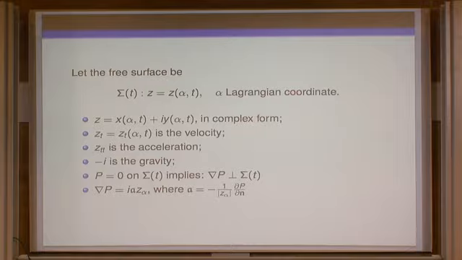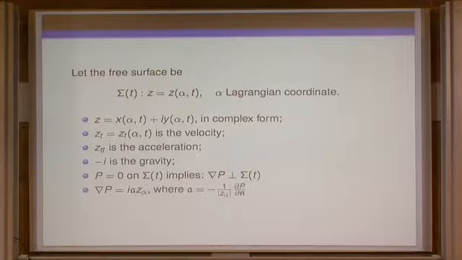This is the formulation I have been working on since 17 years ago. Basically, you write the interface in Lagrangian coordinates, right? So alpha represents the particle path of the same particle. If you take the derivative in t, you get velocity. Take another derivative, you get acceleration.